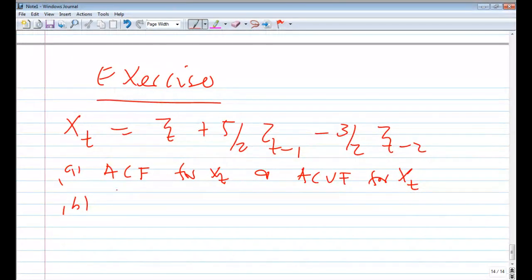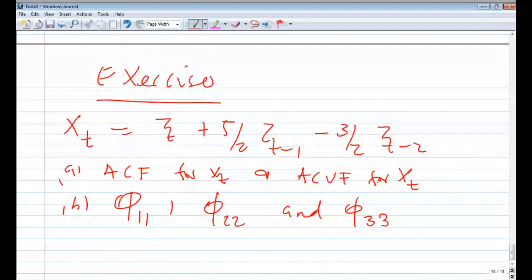So this time around, I want you to go and find phi 11, phi 22, and phi 33. You know what you're calculating? You're calculating the partial autocorrelation function at lag 1, lag 2, and lag 3 using the same exercise. Okay.